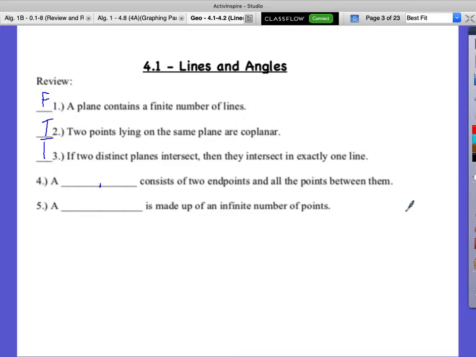Okay. No, I didn't. A blank consists of two endpoints and all the points between them. A line segment consists of two endpoints and all the points between them.